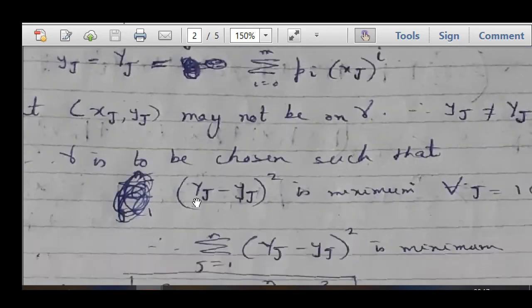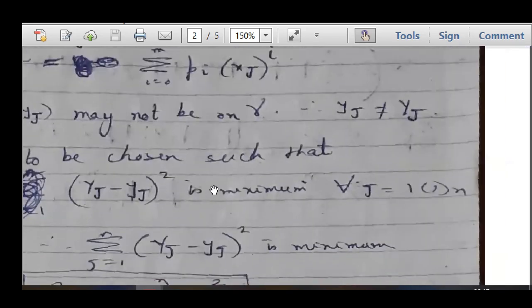This minimum thing should be holding, or checked rather, for every data point. It may happen that for some data point you get some yj and for another data point you get another yj, so that won't be the case. So as to avoid that type of complexity or that type of error, we take the summation of all this.